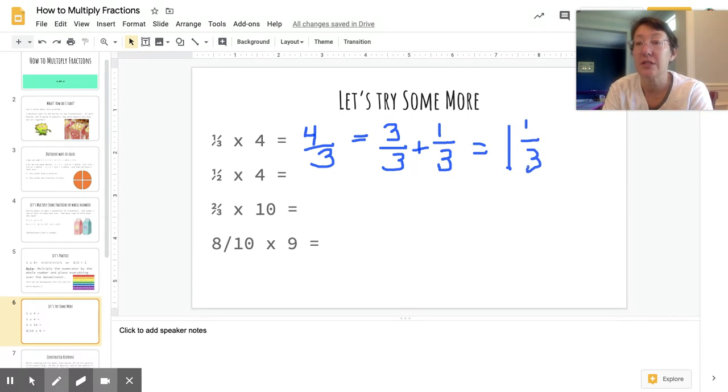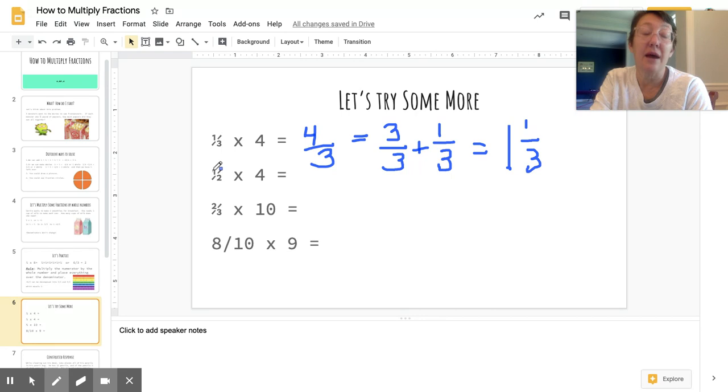Now, I know this is just a little tutorial, and we're going to practice. I'm going to have you get out your workbooks and follow along with me in just a minute. But that should help solidify some of this if you don't get it. So let's look at 1/2 times 4. Well, I could do 1/2 plus 1/2 plus 1/2 plus 1/2.